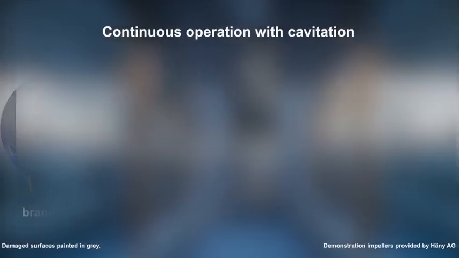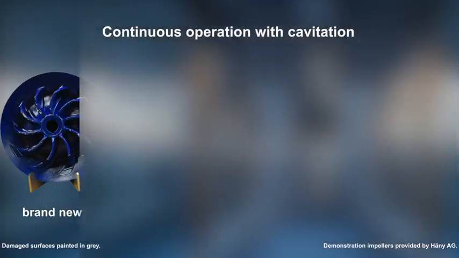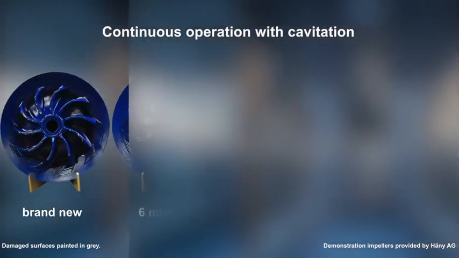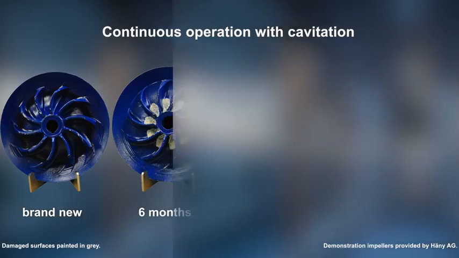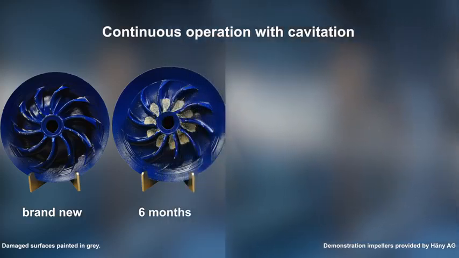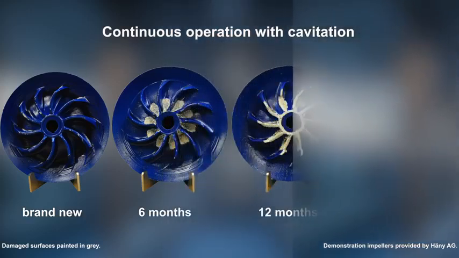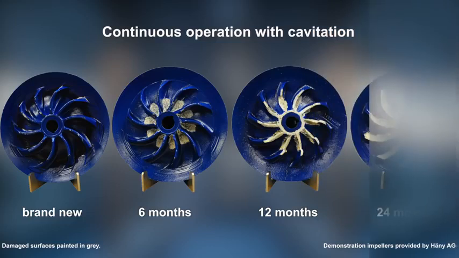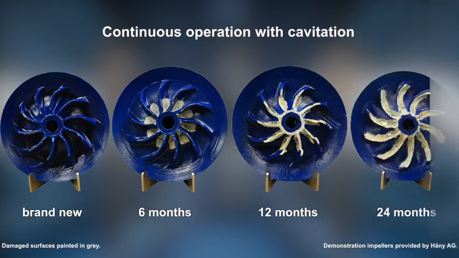We show a few examples of damage in pump impellers kindly provided by the Swiss pump manufacturer Herney. A brand new impeller to the left in comparison with an impeller having been continuously exposed to cavitation during 6 months, another impeller with damage from 12 months operation in cavitation, and one from 24 months.